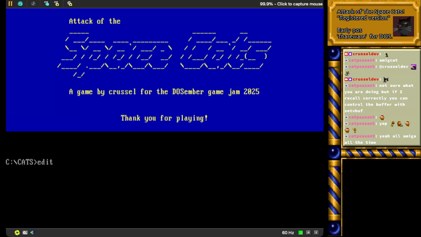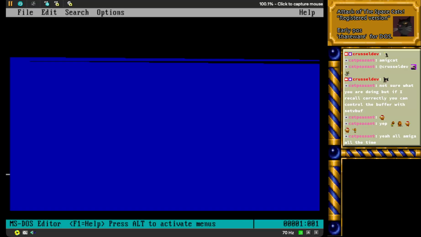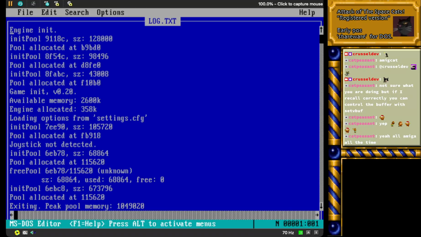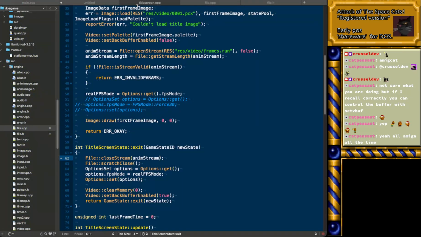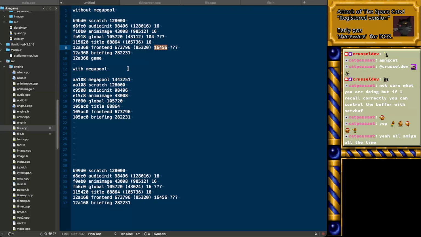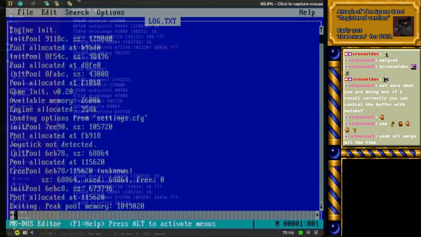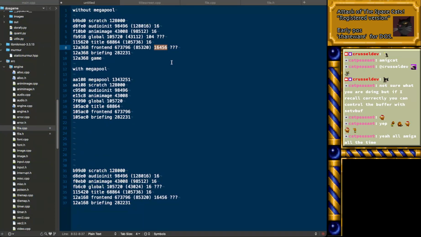I just want to see how much memory moved this time. Show that over there. Back to here. Where's my list gone? There it is. FB918 is the globals, 115620 is the title, and then the next one's at 115620. Okay, good. Where did the music go?